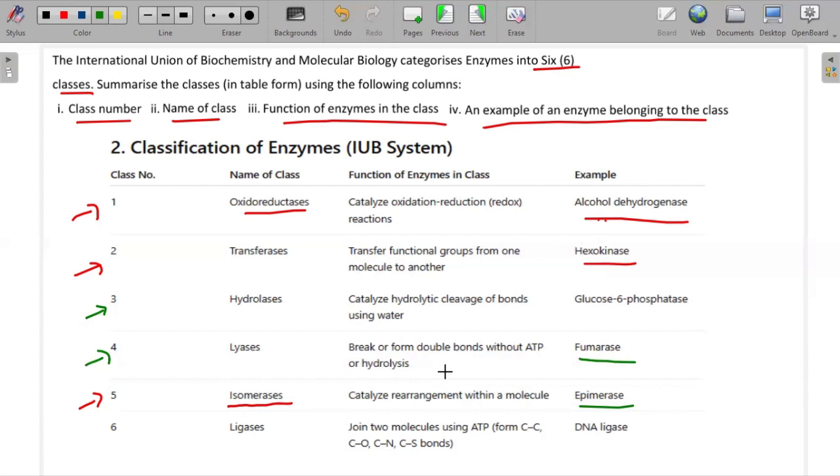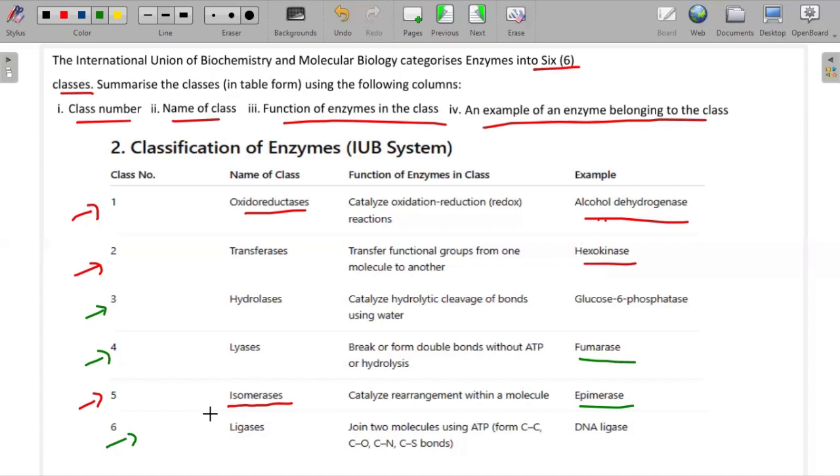Because in the multiple choice questions, I've seen them, they put the questions like this. These lyases here, they break double bonds, right? But when I go to class 6 here, the ligases will join two molecules together using ATP. And these ones will break the bonds without ATP.